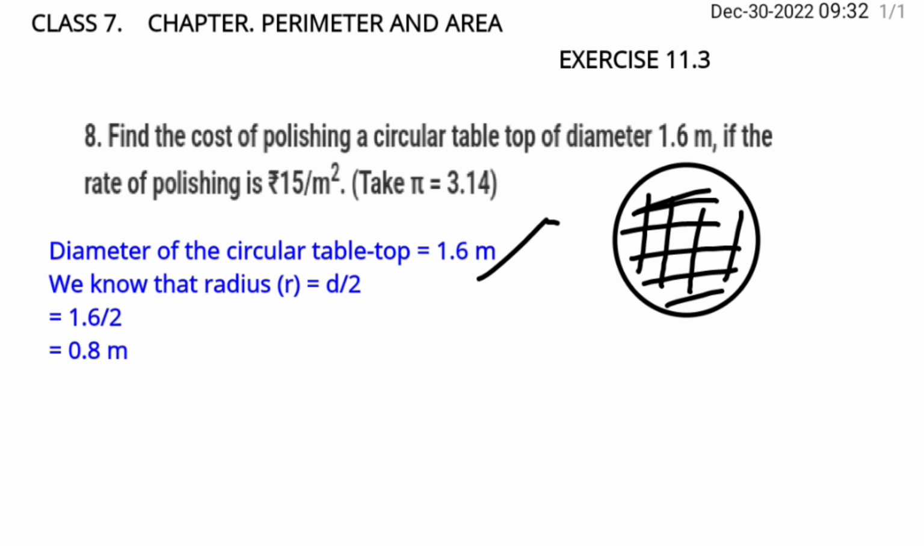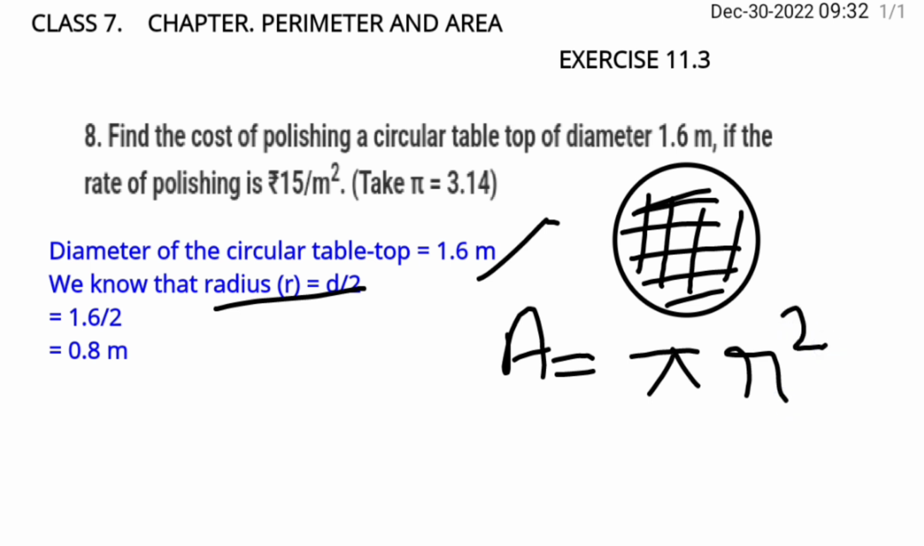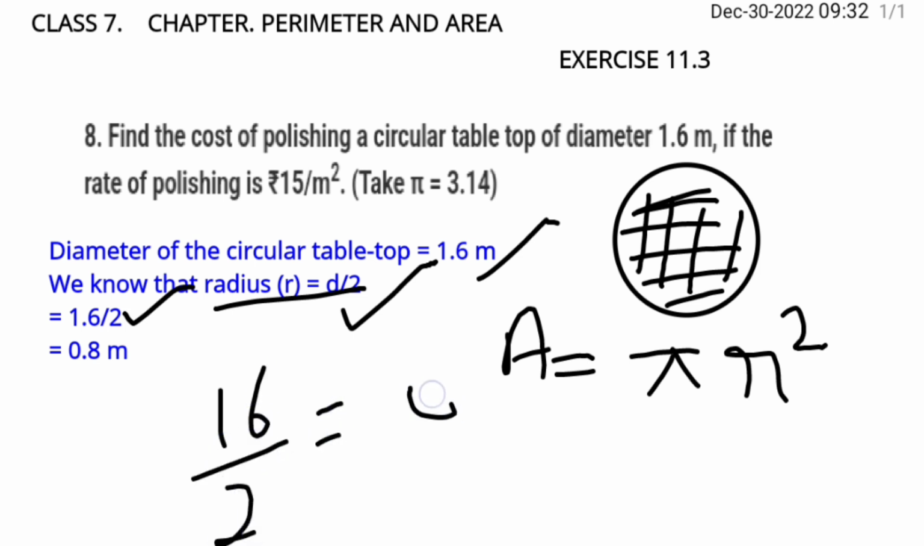Next we need to calculate the radius, because for area we need pi r square. Radius is diameter upon 2, so 1.6 divided by 2. 16 divided by 2 gives you 8. Here the decimal is after one digit, so after one digit we put the decimal. So 0.8 meter is the radius.